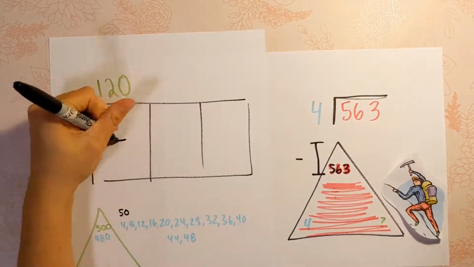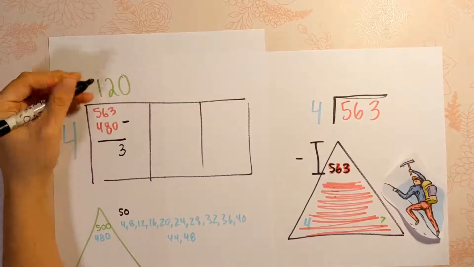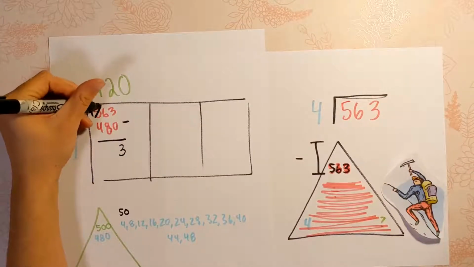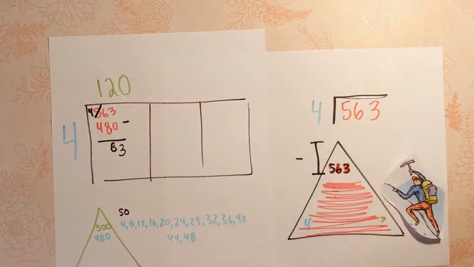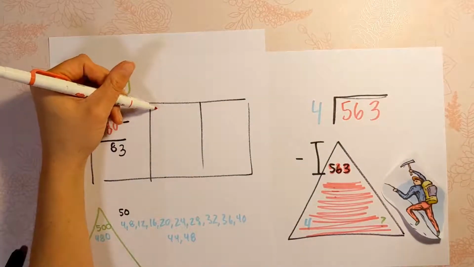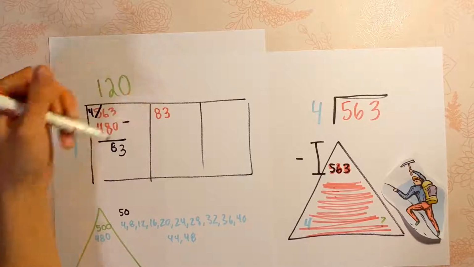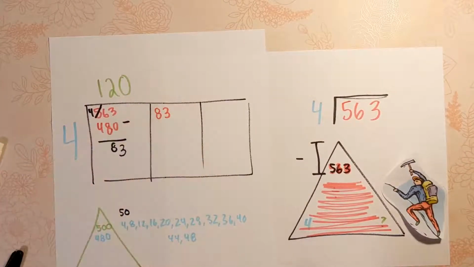So to find the difference in math, you subtract. 3 minus 0 is 3. 6 minus 8 can't do it. 16 minus 8 is 8. And 4 minus 4, sorry, is 0. So we have 83 left to go of our mountain. Put that in here. So we're not done with it. And now we're doing 83 divided by 4 because we already took care of a big chunk.